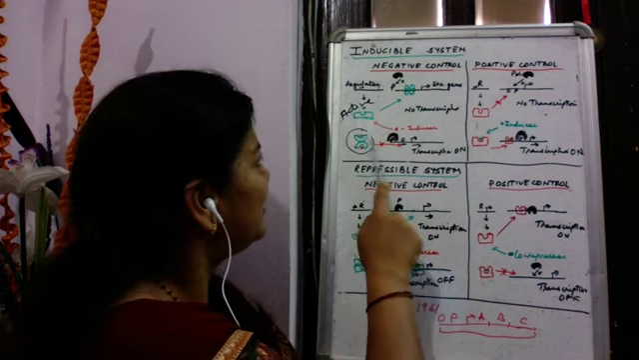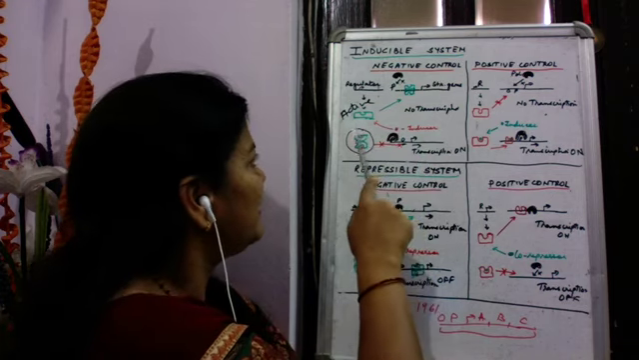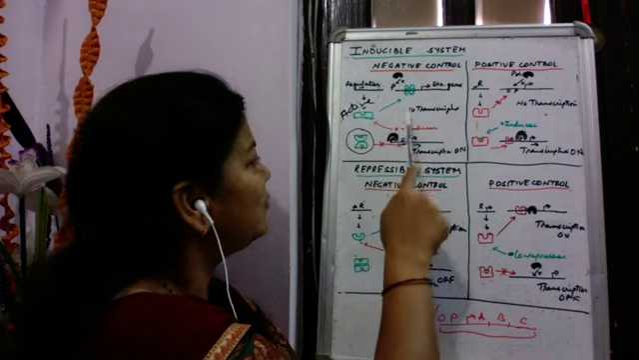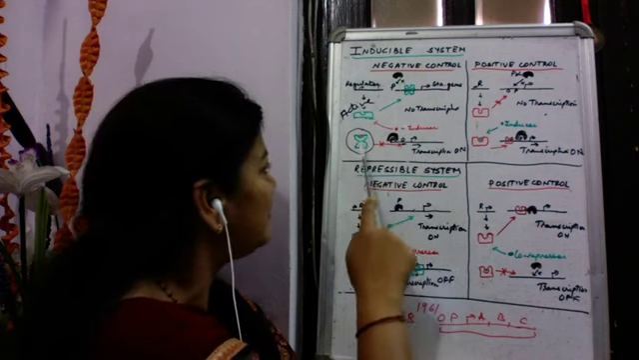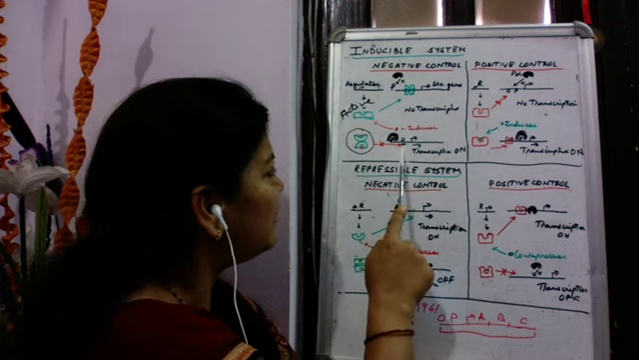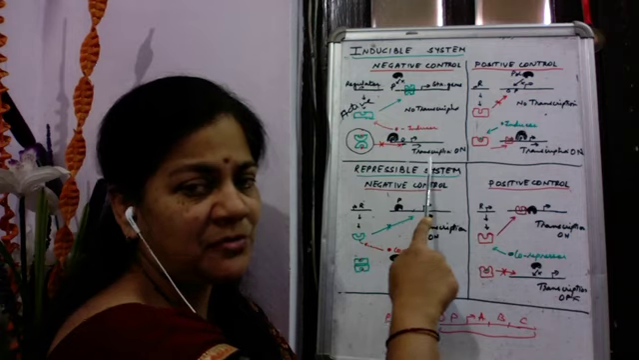Now here, in a negative inducible system, the regulatory protein is active, which is binding, so there is no transcription, and the inducer changes the conformation. Now this cannot bind to the operator region. As a result, the polymerase is now sitting over here and the transcription is on.